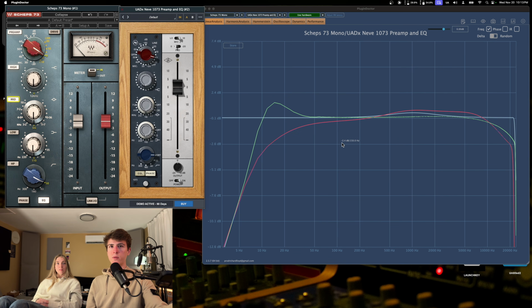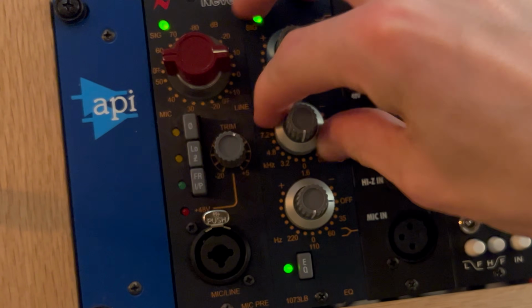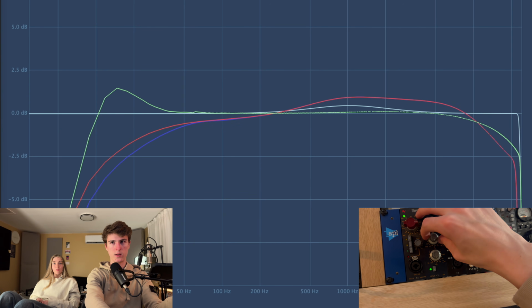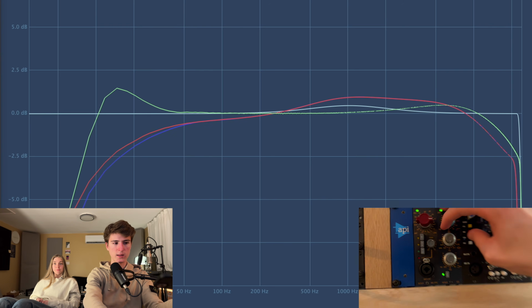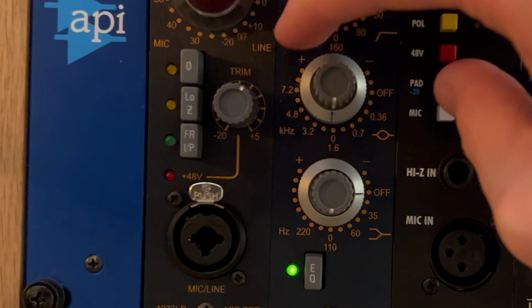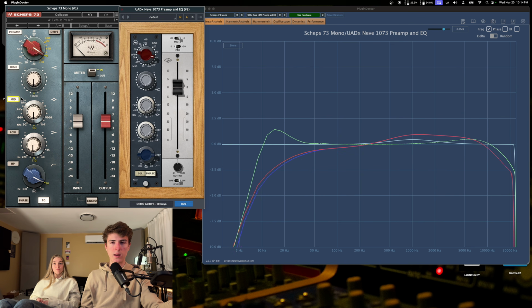Oh, we got to do the hardware one. Yeah. Let's switch it in. Yep, there's a little something. So this is centered at 1.6. So that's different than the UAD one. And of course the Waves, we already remember, did nothing.